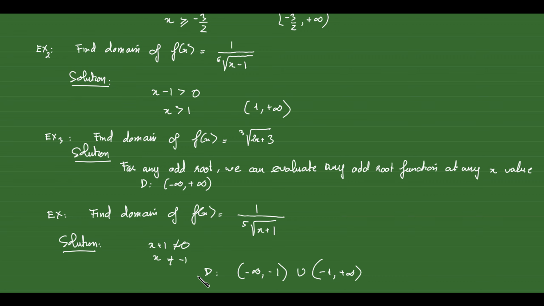So the domain here means that for any value except for negative 1, we can evaluate f of x, including 0. Just think about it, if you have x equals 0, 0 plus 1 is 1. Fifth root of 1 is just 1. 1 over 1 is 1. So it's still good.